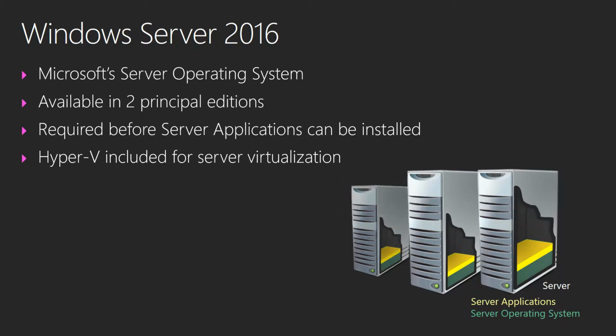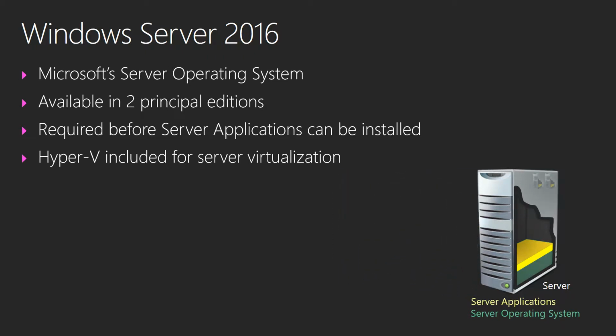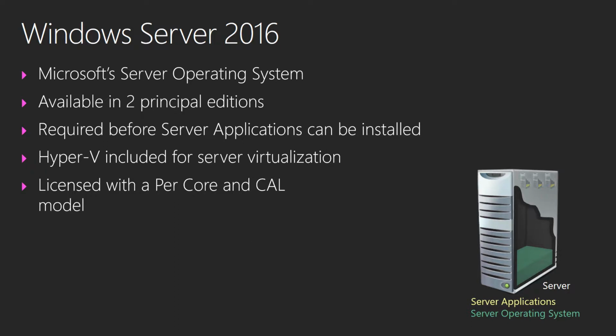Instead of those second and third physical servers, we can use Hyper-V to create virtual servers, which means that these server applications think they're running on separate servers, but actually they're running in a virtual environment on this one physical host. And I've tried to depict that here with these little miniature servers representing the virtual servers. In fact, it would be more usual that the physical server wasn't running any applications itself, but just acting as a host to those virtual servers. And then finally on this slide, Windows Server 2016 is licensed with a per core and CAL model. So let's have a look at that now.